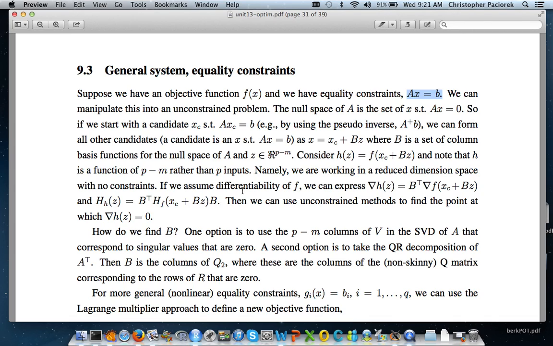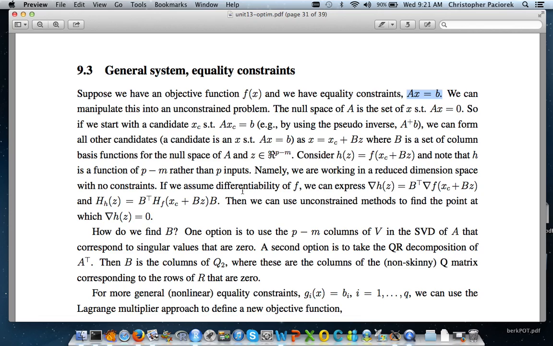Okay, so basically what this amounts to is saying that I only have p minus m real degrees of freedom in which to optimize, because I have a p-dimensional space, but then I have m constraints that are imposed on that. So I'm working in a lower dimensional space in which I have to do the optimization. So the idea is to try and reparameterize so that I can optimize in an unconstrained space that has dimension p minus m. So that's the goal here.